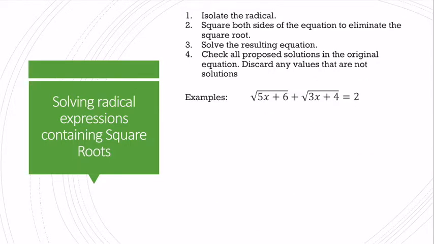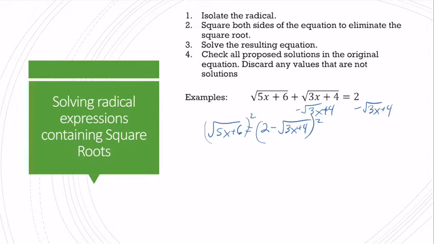Now for our last example here, we're going to have to follow these steps multiple times, and here's why. We're going to have to square our equation a couple times. So the first thing I want to do is get one radical on each side of the equation. So I'm going to subtract the square root of 3x plus 4 from both sides. I could have subtracted the square root of 5x plus 6, but that's just what I'm going to do. You'd get the same answer. So if I have the square root of 5x plus 6 equals 2 minus the square root of 3x plus 4, I'm going to go ahead and square both sides.